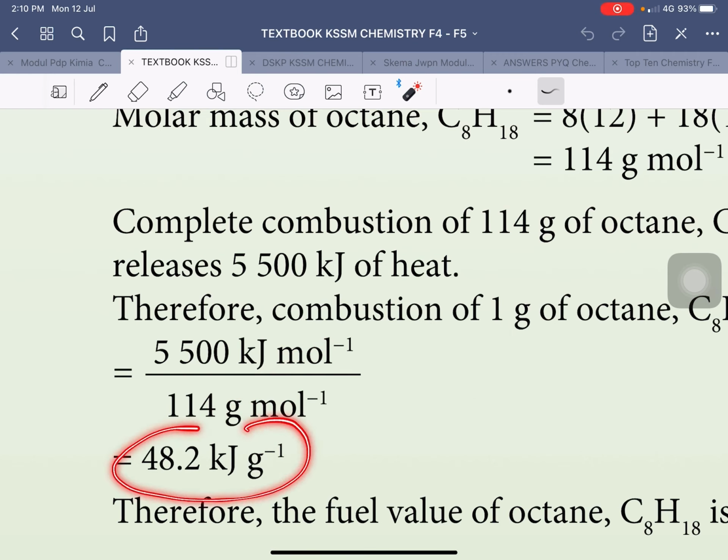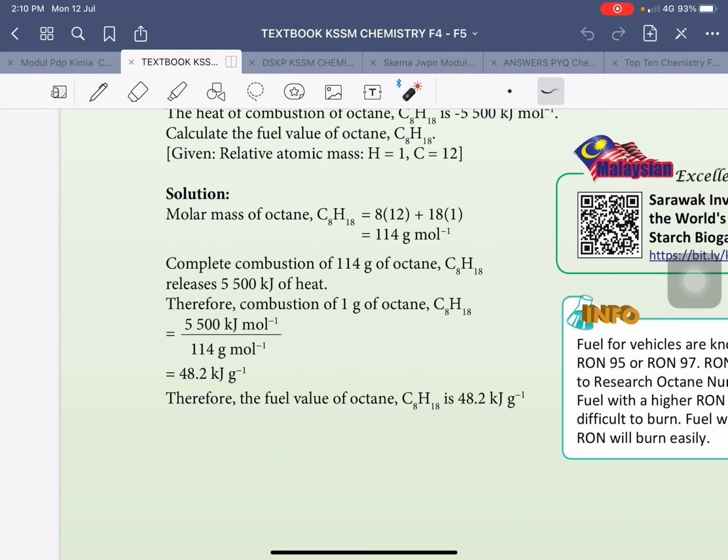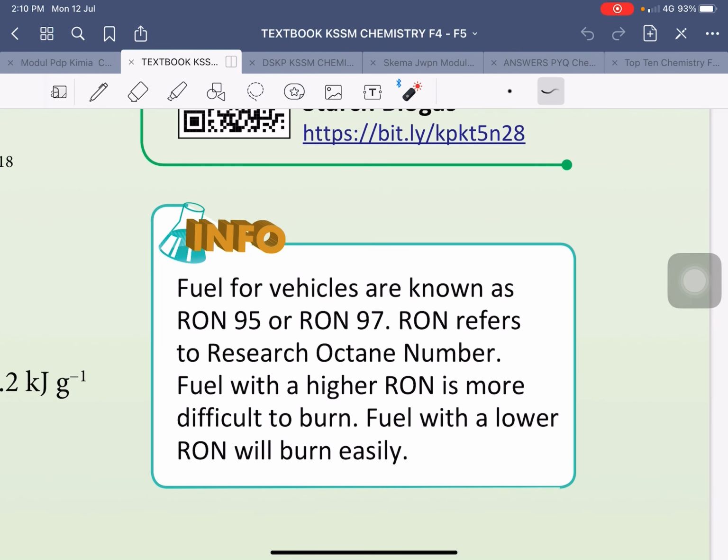So this is the heat release. This is what is released when 1 gram of octane is burned. Therefore, the fuel value of octane is 48.2 kilojoule per gram. That's all. This one is for your info. I hope after this you know.